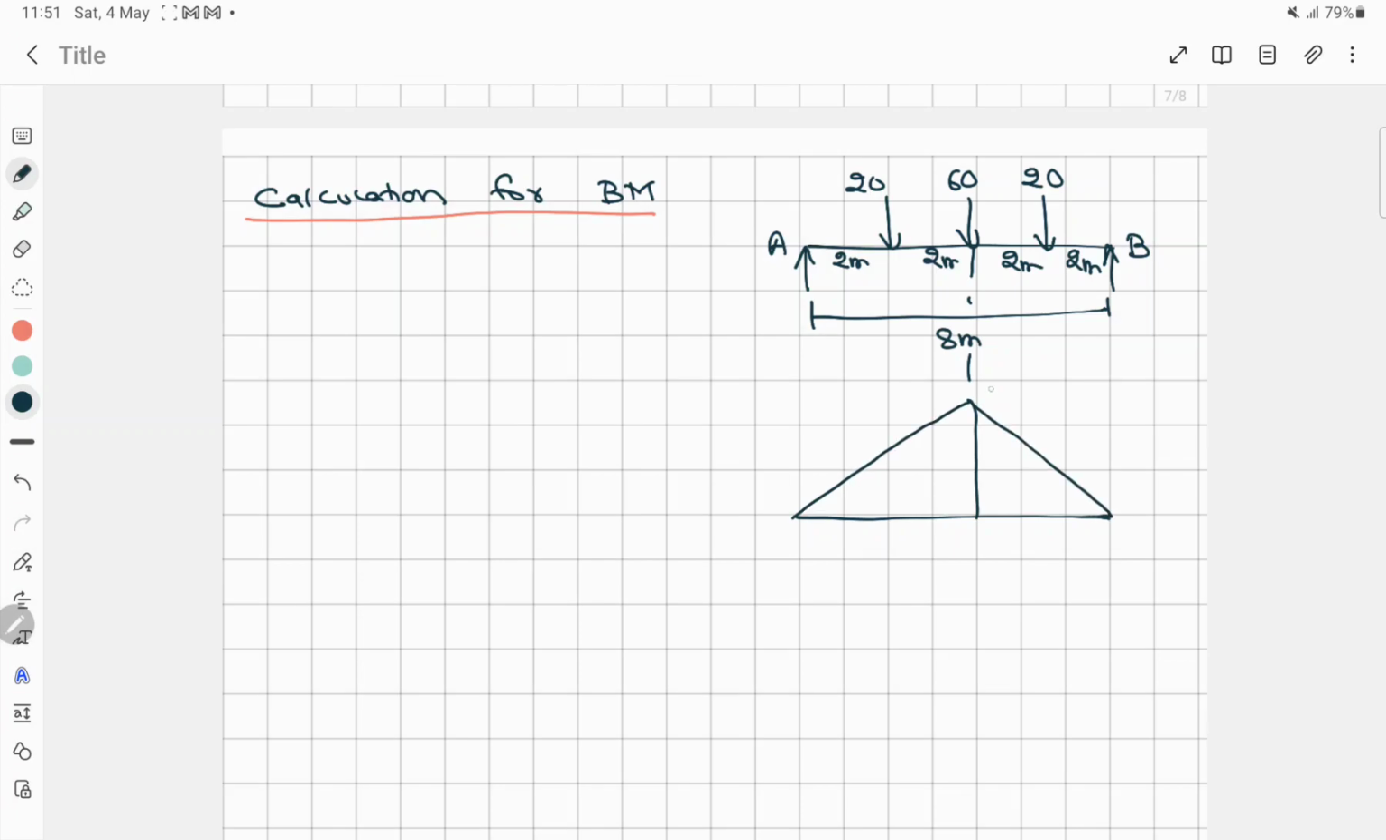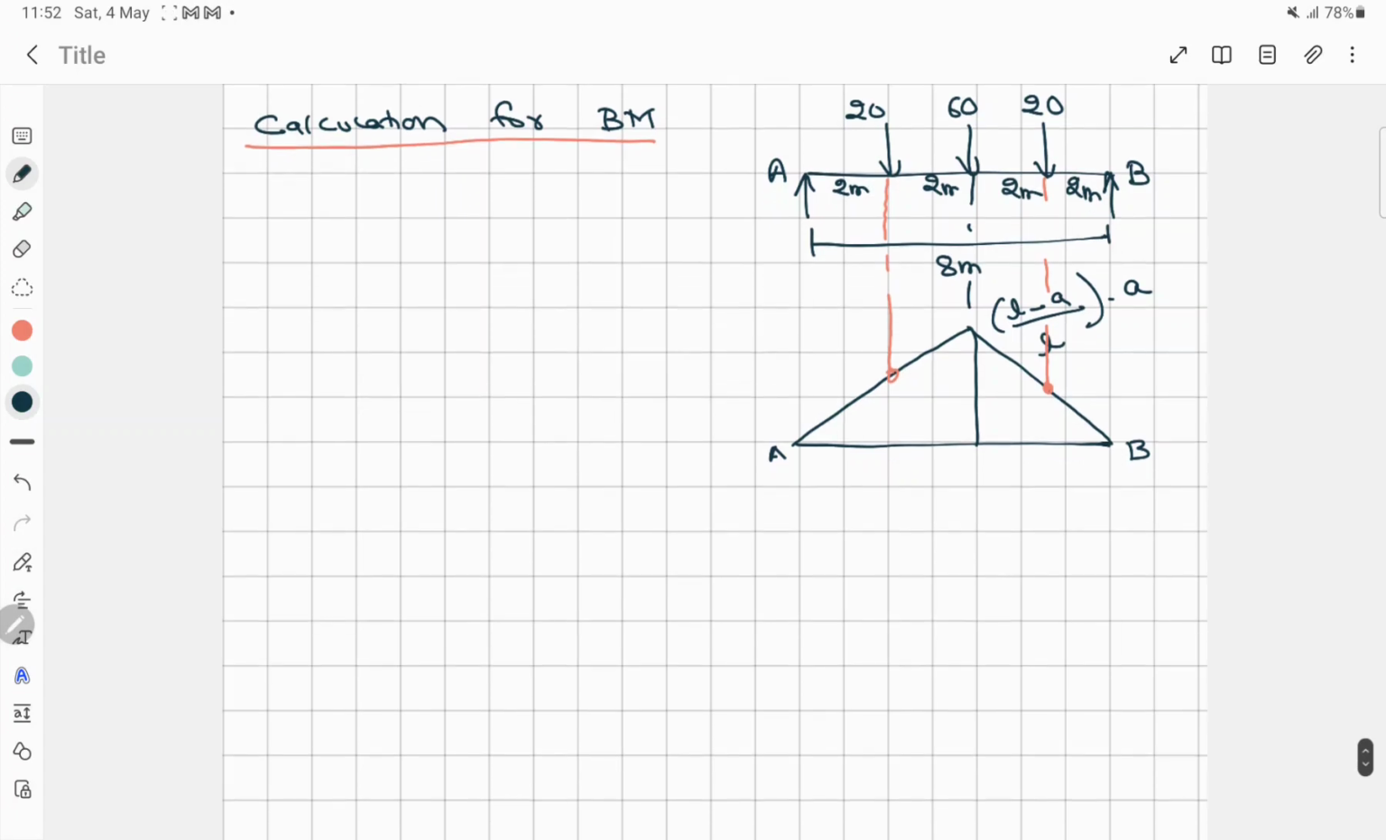So what was the formula here? That is L minus A divided by L into A, right? This is A and this is B, and we have to find for this point and also for this point. Now again from a similar triangle we'll get the value of this one and this one. So I'll solve here from a similar triangle, right, like this.